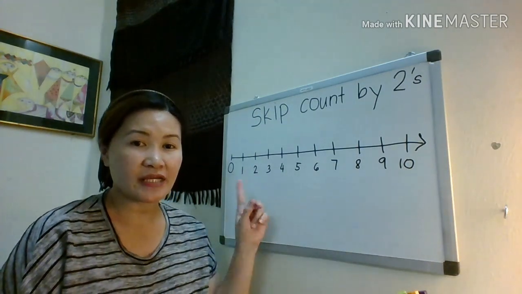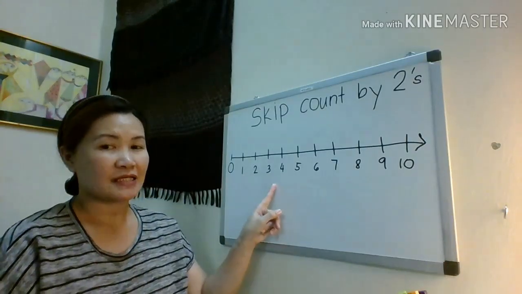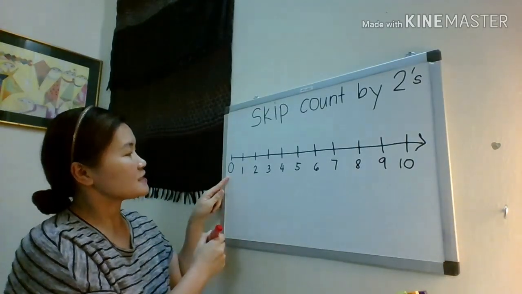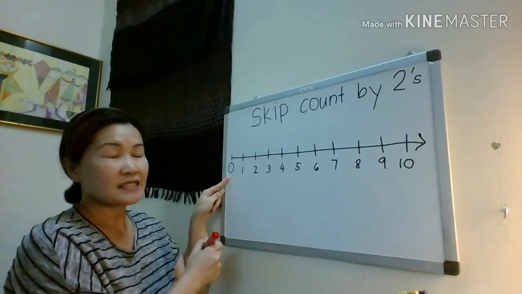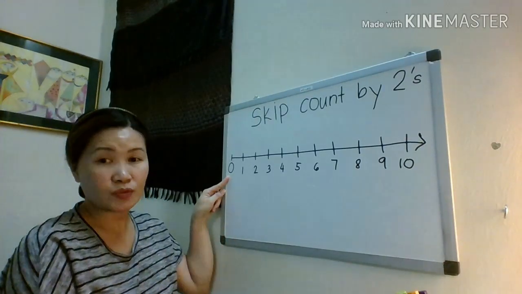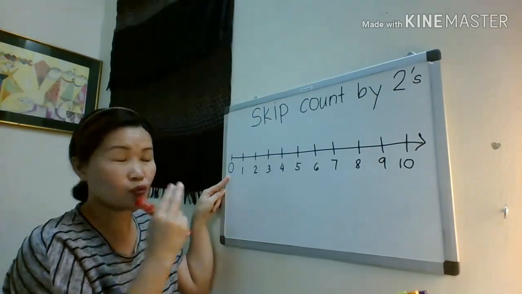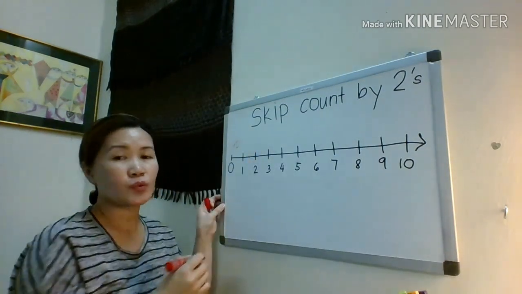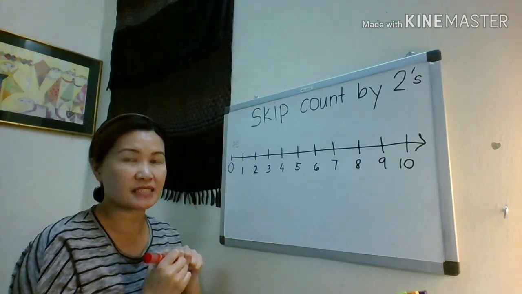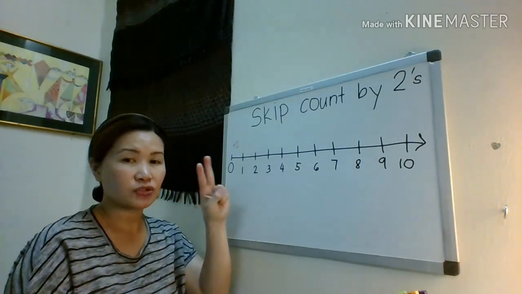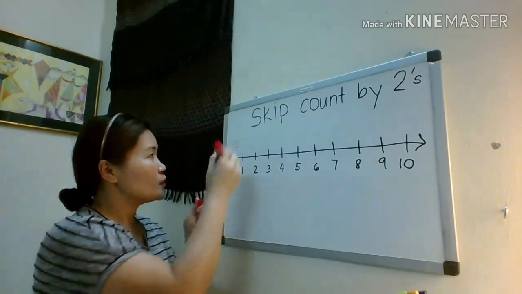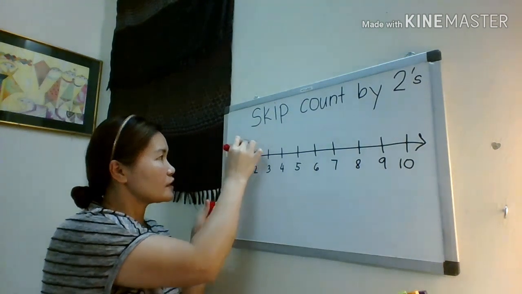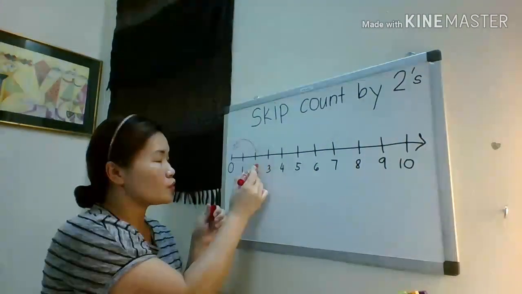Okay, let's try it here on our number line. Okay, so that's 0, and since we are skip counting by twos, we are going to add 2. So 0 plus 2 will give us how many? So that's 0, 1, 2. So now we are going to pass over and go to 2.